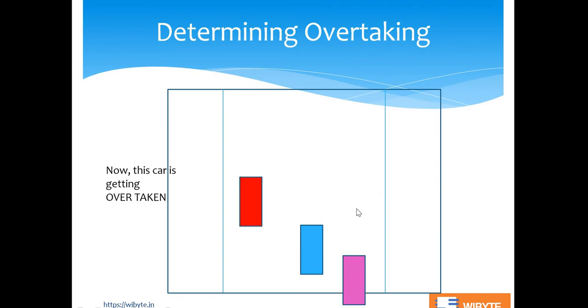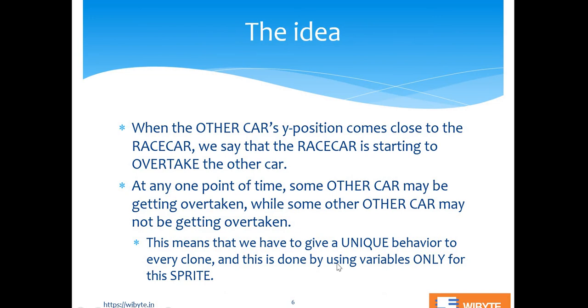In fact, conversely, when the race car is up here, you will also find that when this car has left this Y position, then the overtaking is stopped. It's just like what happens on the real road, right? Also, at any given point, some other car clone may be getting overtaken, whereas some other car clone may not be getting overtaken. The other car is the name of the sprite.